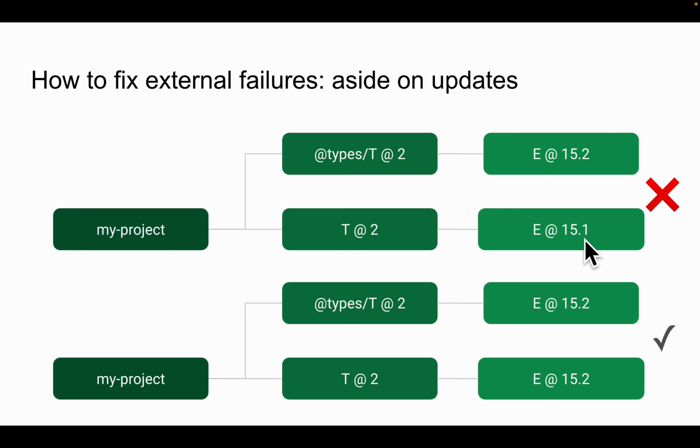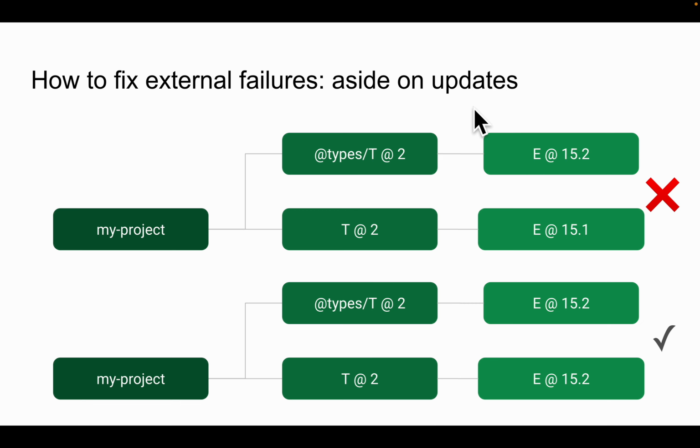And if it's stuck on 15.1, you shouldn't update @types/T to depend on 15.2, because when you actually have an entire project, that means my project will install T and @types/T and suddenly have 2 versions of E in the tree. Might be okay if you end up only using E for types, but it might not be okay because you might end up with T using the wrong version of E or vice versa.